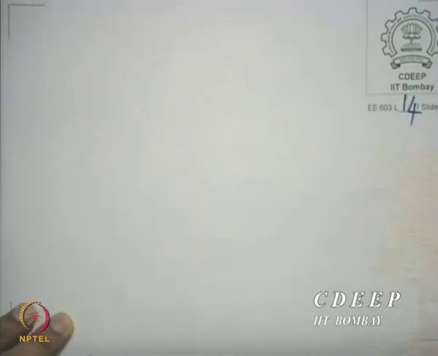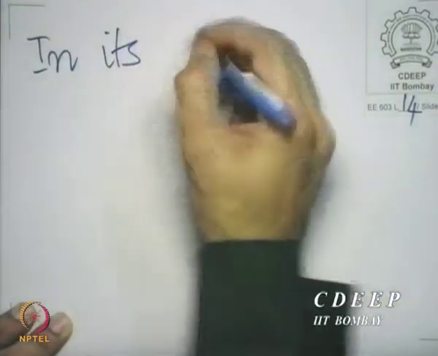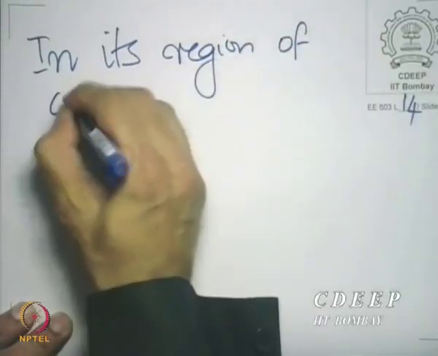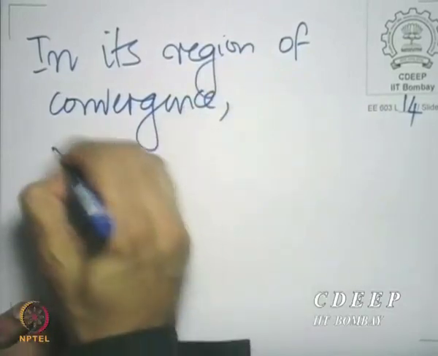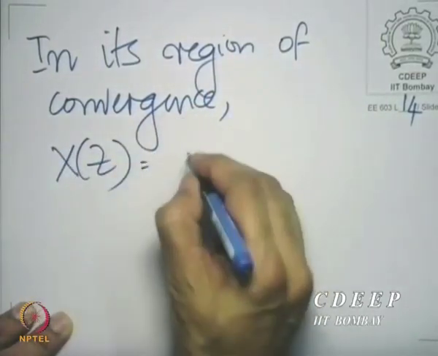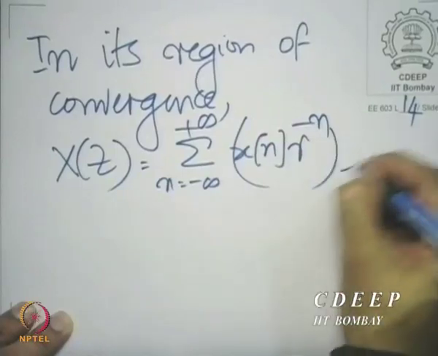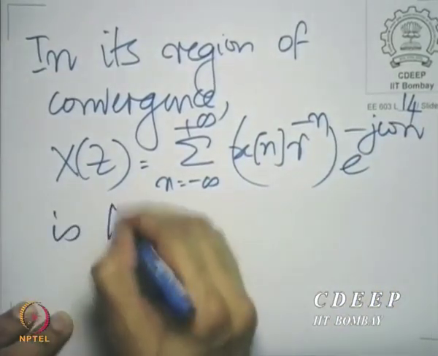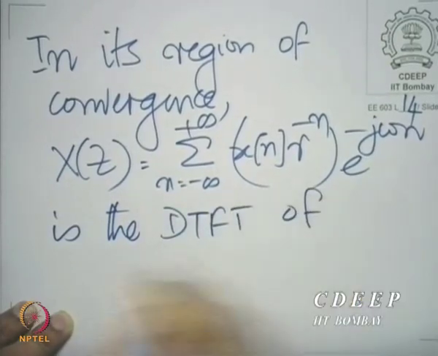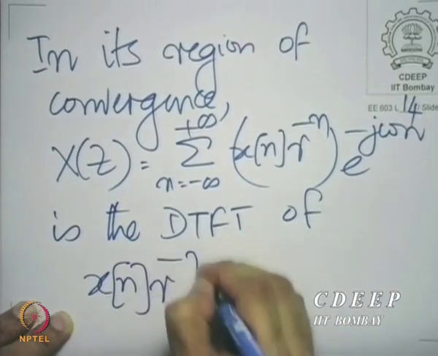Okay, so the question is, can we view the Z transform as the discrete time Fourier transform of a sequence? Can you think of the Z transform as indicating the frequency content of some other sequence? Yes, indeed, of course. If you look at it, in its region of convergence, X(z), which is the summation n going from minus to plus infinity of x[n] r raised to the power minus n times e raised to the power minus j omega n, is the DTFT of x[n] r raised to the power minus n.